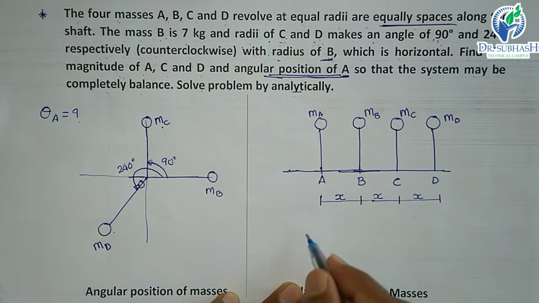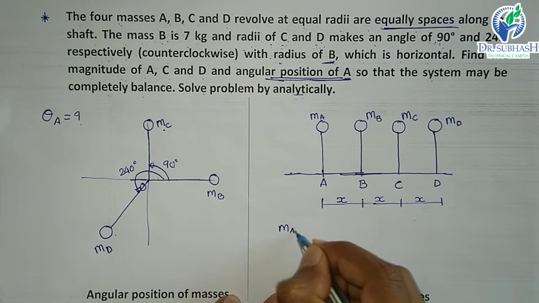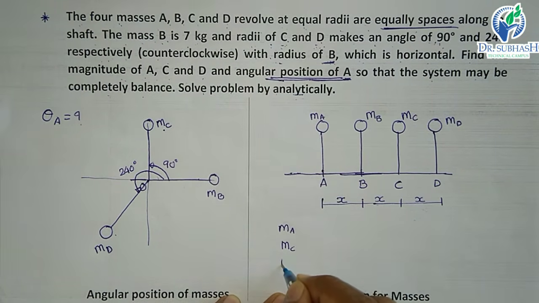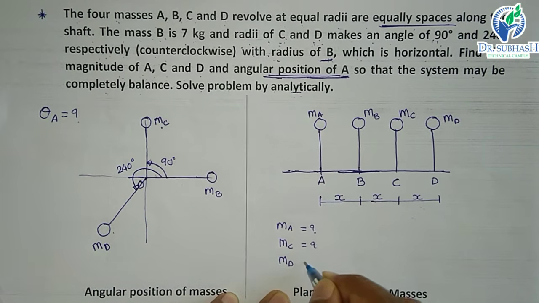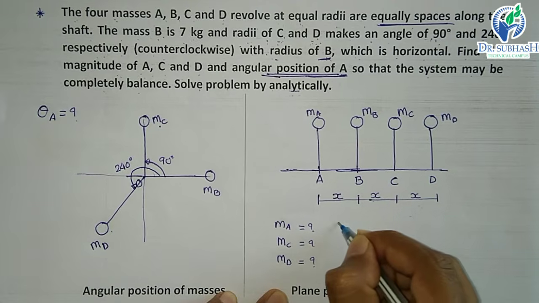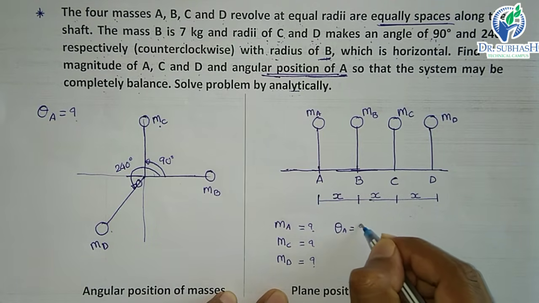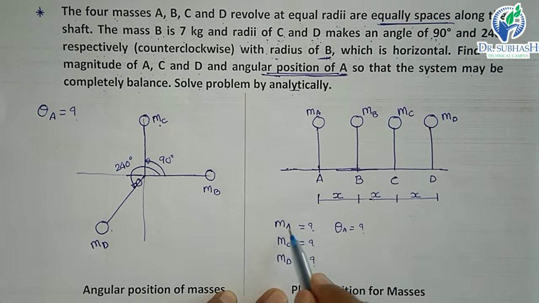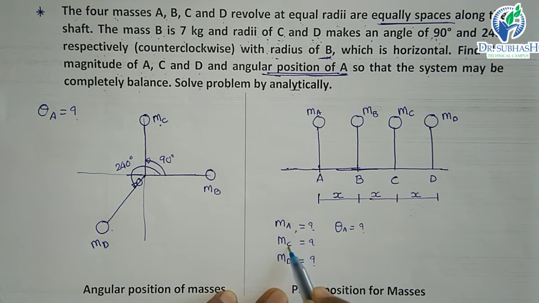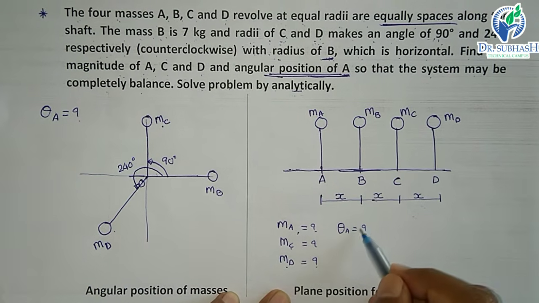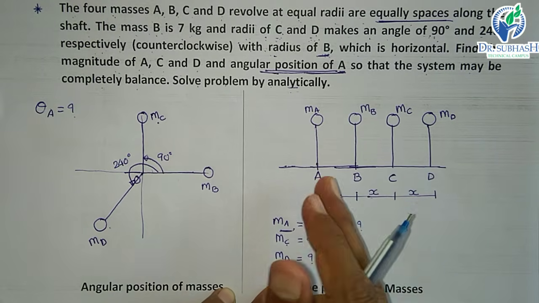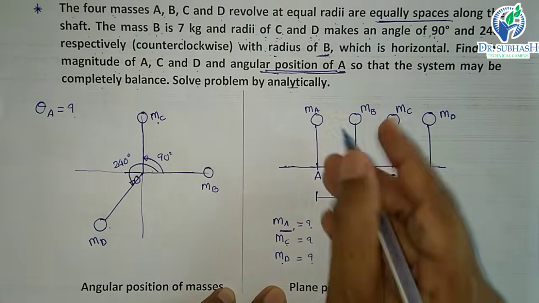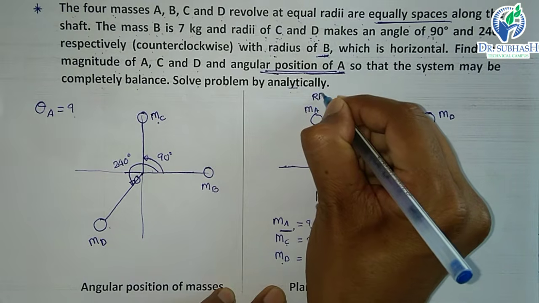So we want to calculate MA, MC and MD, and theta A is also unknown. So we want to calculate MA, MC, MD and theta A. Here there are 2 unknowns in a plane. So that's why we consider A plane as a reference plane.